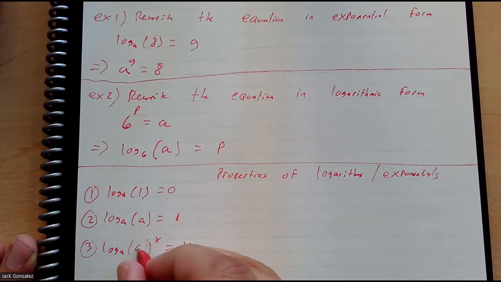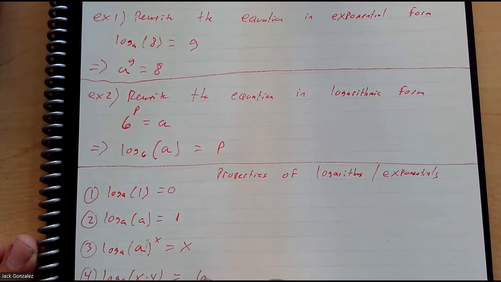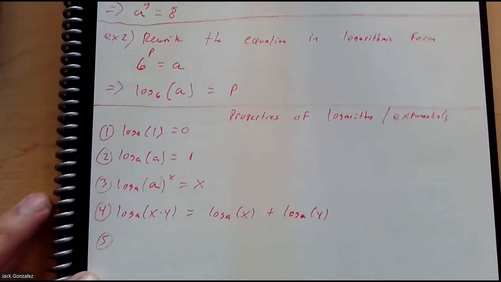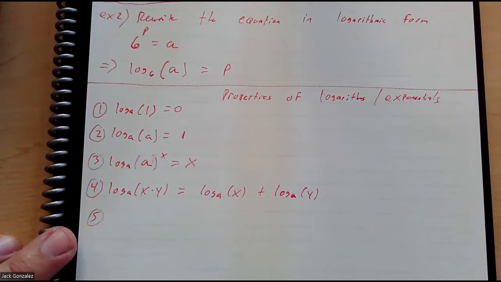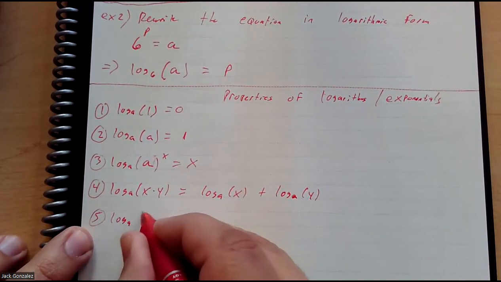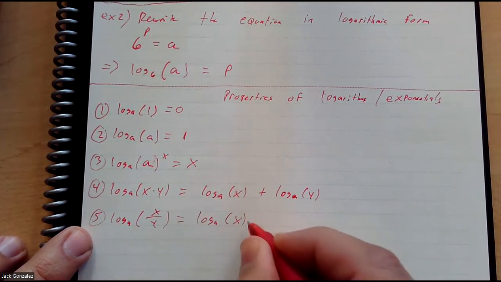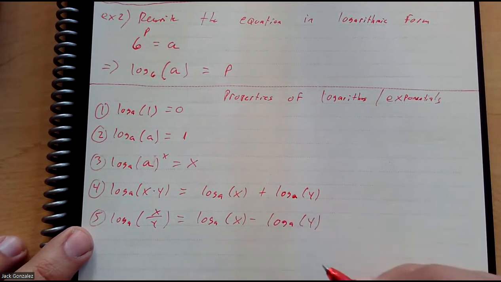Number 4, if you have a product inside, you can separate them using addition, and vice versa. If you have addition, you can go to a product. Okay. Now, if you have division, you can change it to subtraction. Whatever's on top goes first, whatever is on the bottom goes second.